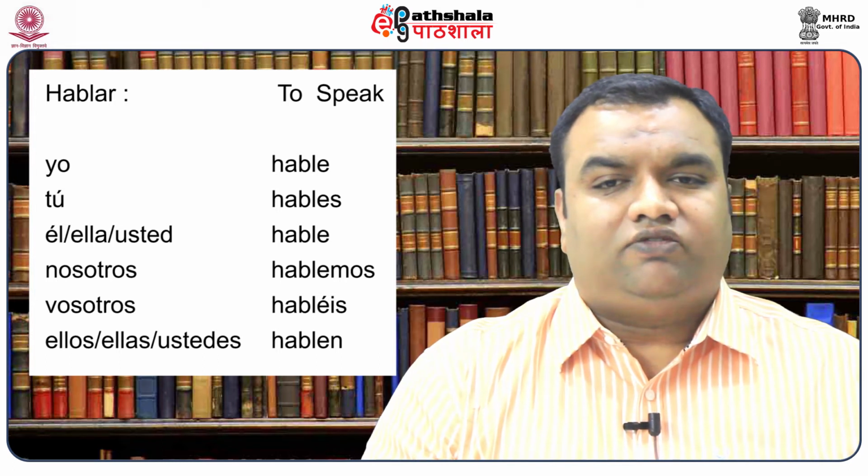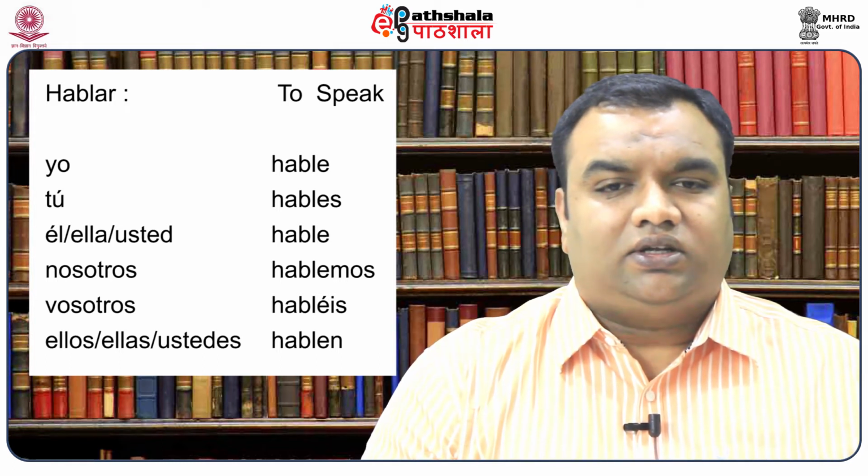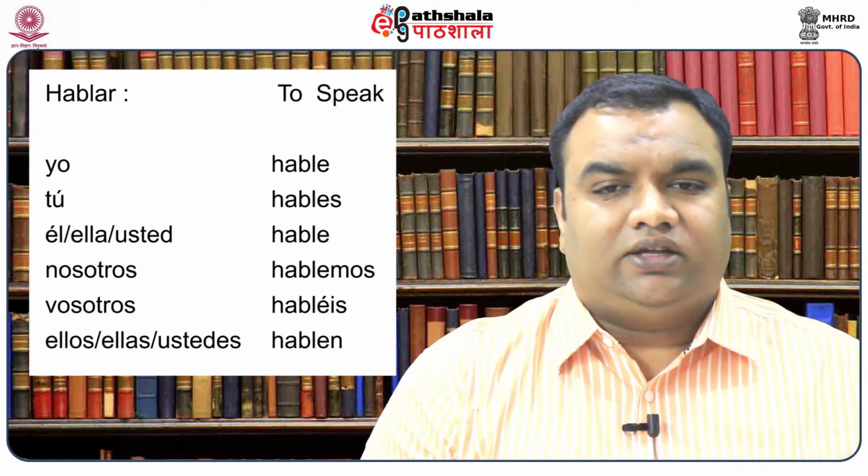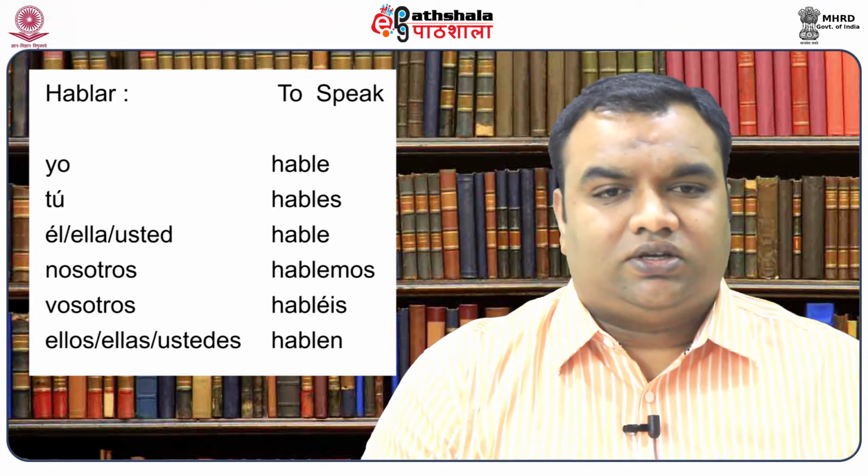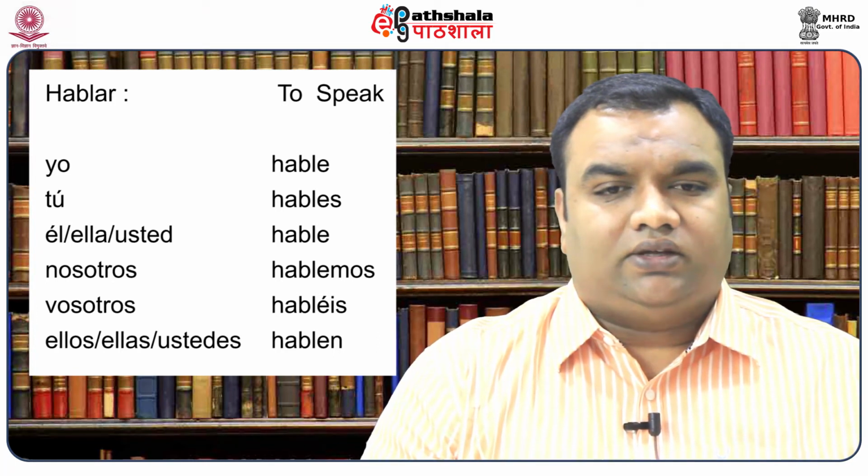In step 3, for AR verbs, we add ER verb endings to the stem habl, and thus the subjunctive conjugations will be like yo hable, tú hables, él, ella, usted hable, nosotros hablemos, vosotros habléis, ellos, ellas, ustedes hablen.